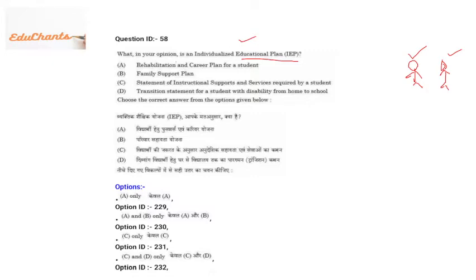Now, rehabilitation and career plan for student. No, this is not. Family support plan. Absolutely not. It is a statement of instructional supports and services required by a student. Yes, this is a statement, instructional support. That means you have to support the student or the learner through your instructions, right? And then services required by a student. Individualized education plan is required by the students. Okay. Transition statement for a student with a disability from home to school. This is not the correct answer. So C, only C will be the right answer. Yes, this one, C will be the right answer only.